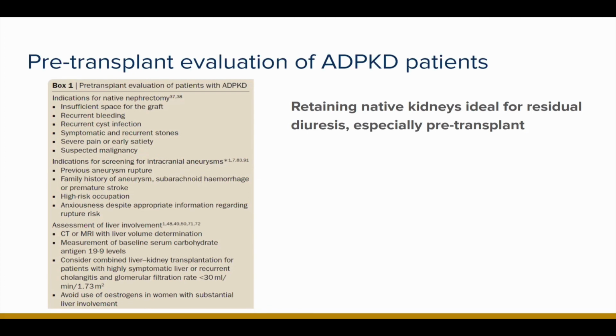However, there are some indications for native nephrectomy if these are for insufficient space for the graft, for recurrent bleeding or recurrent cyst infections, for symptomatic and recurrent kidney stones, for severe pain or early satiety which cannot be managed by other means, and or suspected malignancy.